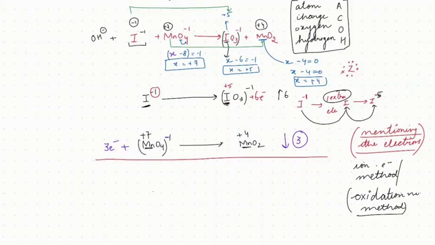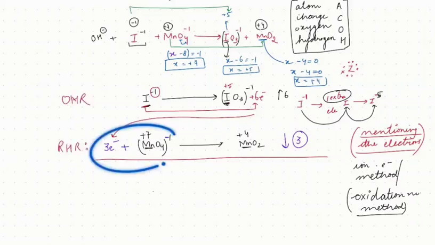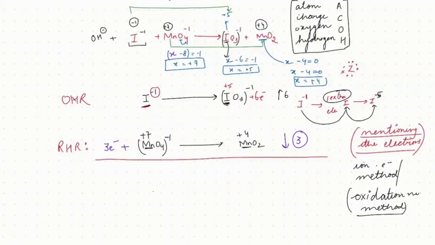Now iodine has overall lost 6 electrons, and those 6 electrons have to be gained by the manganese. So basically, increase in charge or loss of electrons is what? This is oxidation half reaction, and this is reduction half reaction, because here the reactant is gaining electrons to form the product. Do you understand my point?